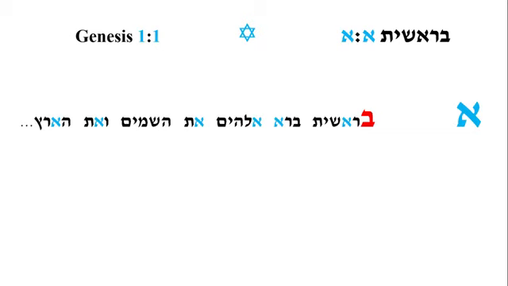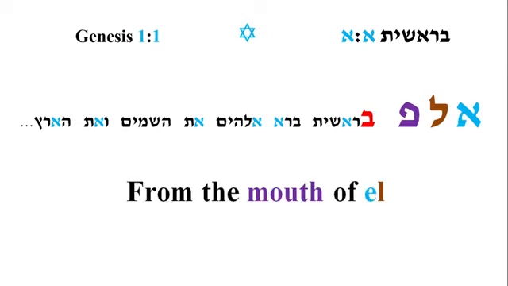Why didn't he begin the Bible, the Torah, with an Aleph? Because God, he is out in eternity past. He's out there before Torah. Here's Genesis 1:1. Here's Aleph out in front. And Aleph, we can spell it out. Aleph Lamed Pei. And what is Aleph Lamed Pei? From the mouth of God.